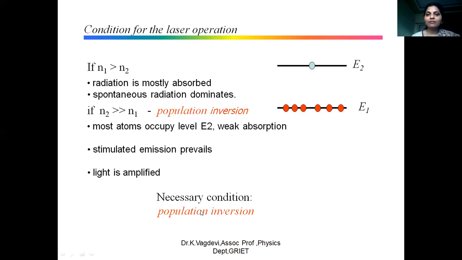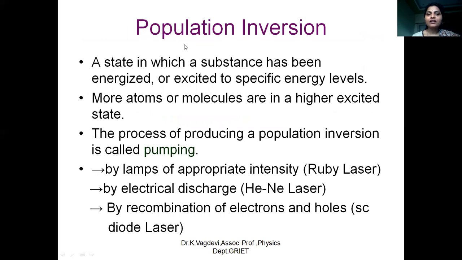So how will you get that population inversion? Population inversion is nothing but more and more atoms should be present in the excited state. A state in which a substance has been energized or excited to specific energy levels, more atoms or molecules are in the higher excited state. The process of producing a population inversion is called pumping, the next requirement. In order to put more atoms in the excited state, we need to excite the system, means more and more energy should be given to the system so that the atoms in the ground state absorb the energy and go to the excited state.